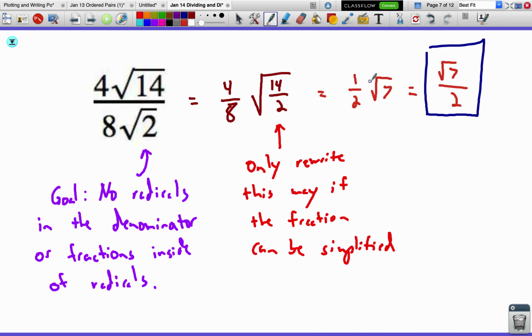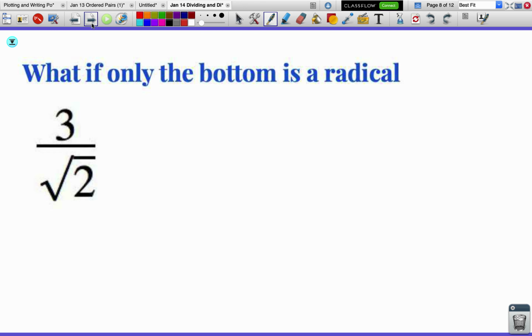Whenever you're multiplying something to a fraction, you always multiply to the top. So square root of 7 over 2, there's no radical in the denominator, there's no fractions inside the radicals. We're done simplifying this one.